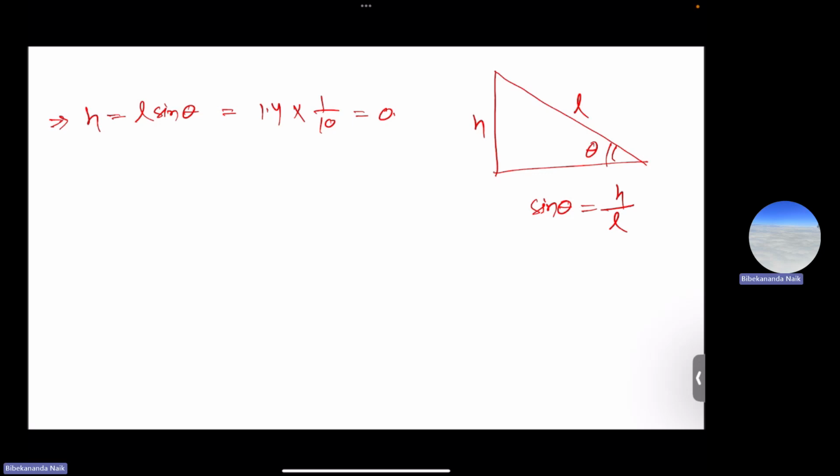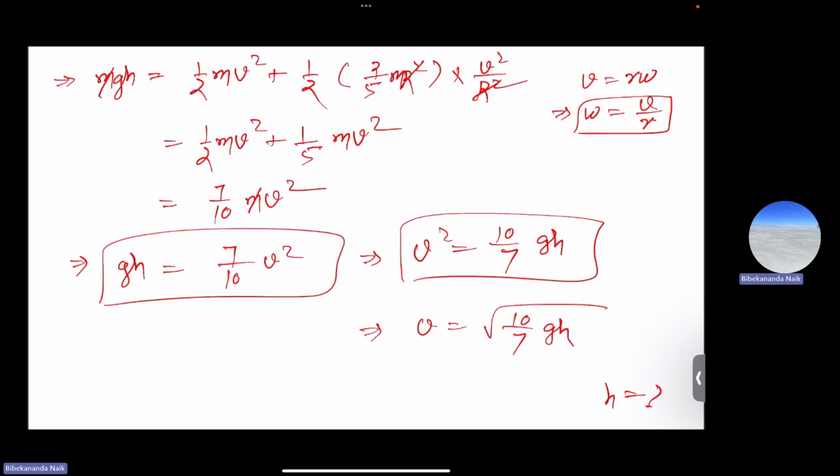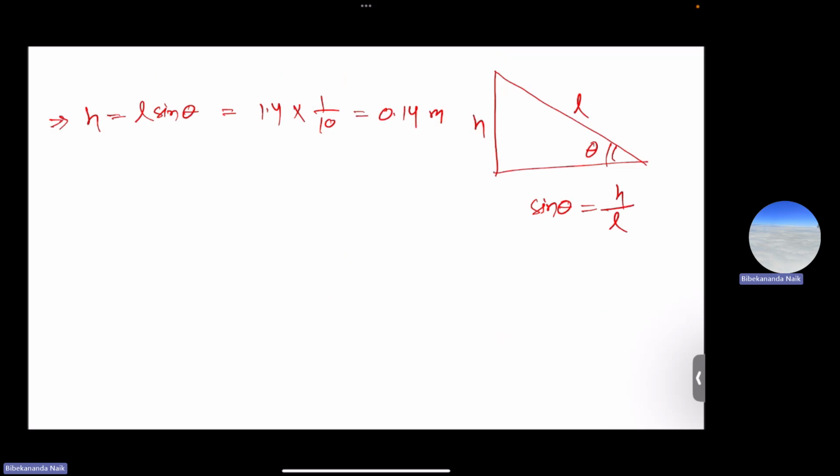Now you can notice one thing here. We don't need the value of m as well as the value of r. Here it only depends upon the slope and the acceleration due to gravity. So irrespective of the mass and radius of the body, if it is a solid sphere, it will have the same velocity when reaching the bottom of the slope or the inclined plane. So h is 0.14 meter.